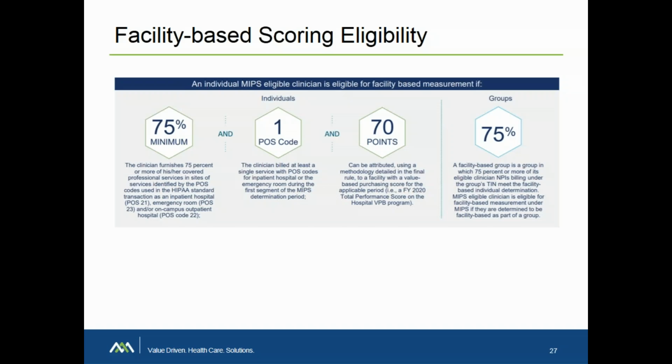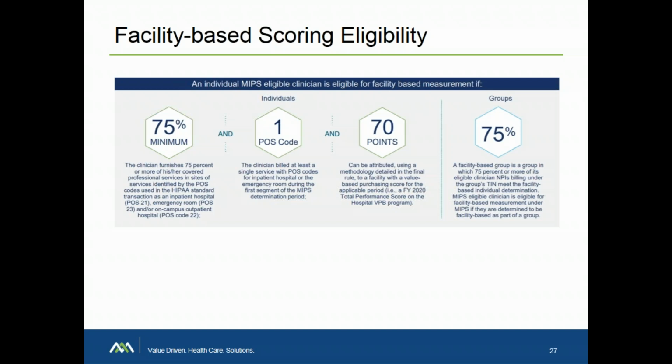Next slide also. So facility-based scoring is a new option for 2019, and the gist behind this is that CMS wanted to allow hospital-based physicians to be scored based on the total hospital's quality reporting rather than their own individual scoring. So an individual MIPS clinician would be eligible for this type of scoring if they furnished 75% or more of their covered professional services in place of service for inpatient, emergency room, or on-campus outpatient hospital.